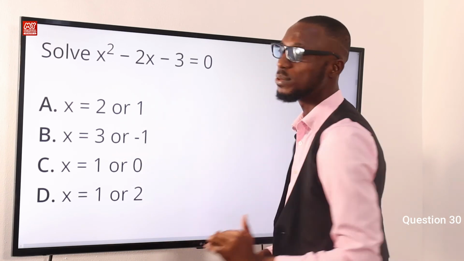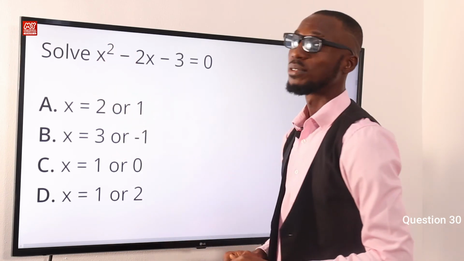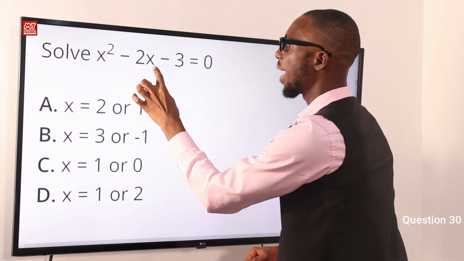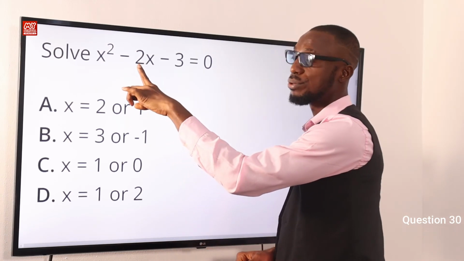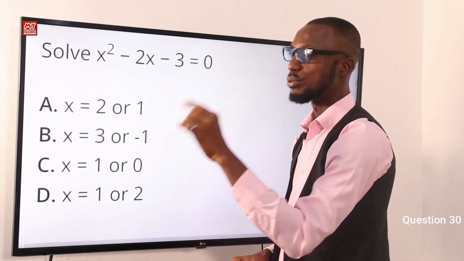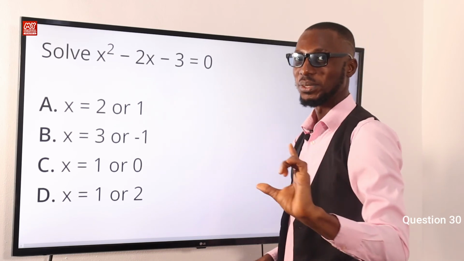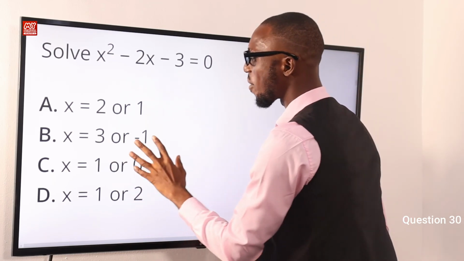Let's check for minus 1. Minus 1 raised to power 2 gives you 1. Minus 1 times minus 2 gives you plus 2. So 1 plus 2 is 3. 3 minus 3 is 0. So those are the two factors we are looking for, 3 or minus 1.